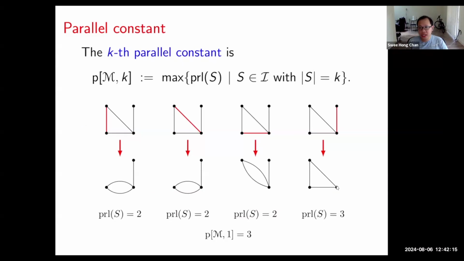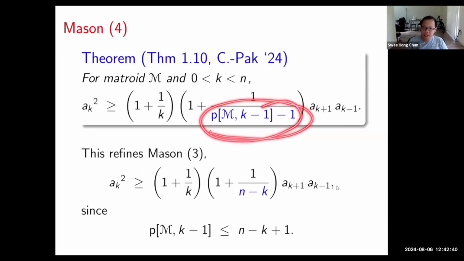Now I define the parallel constant of the matroid. This is the constant where you take all of the independent sets of size k, you calculate the parallel number for each of them, and you take their maximum, or if you want, you take the tropical sum. That gives you a number. I claim that this number is what appears replacing n minus k in the Mason form, in the Mason tree. And it's not hard to show that the parallel constant is always smaller than n minus k plus 1. In particular, this implies that Mason 4 is always at least as good as Mason 3.